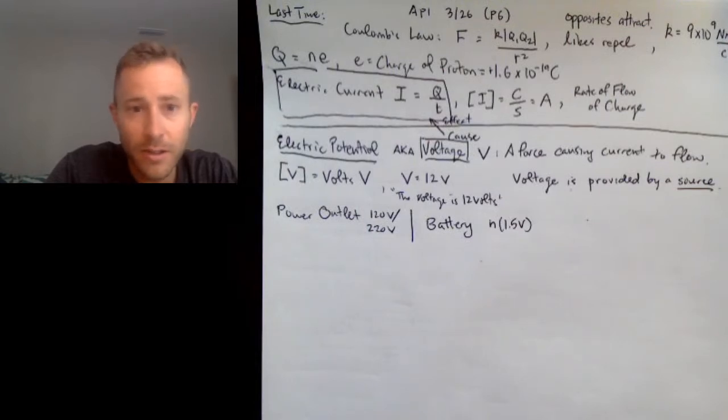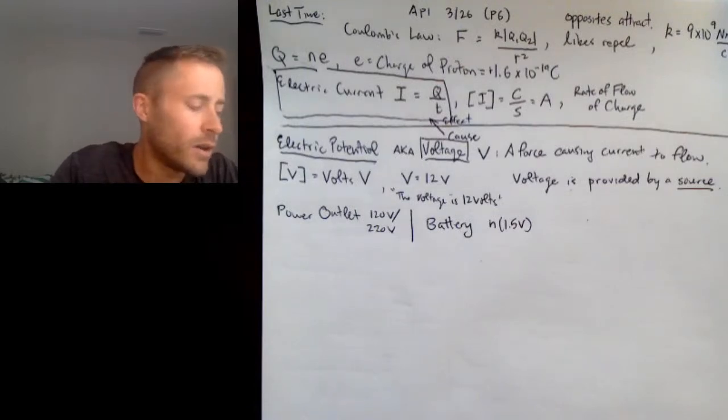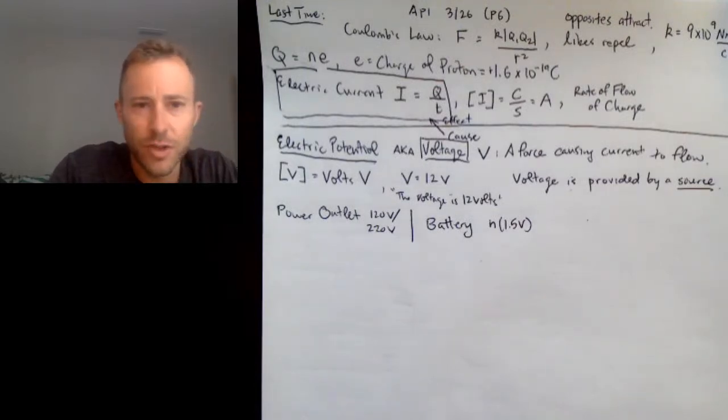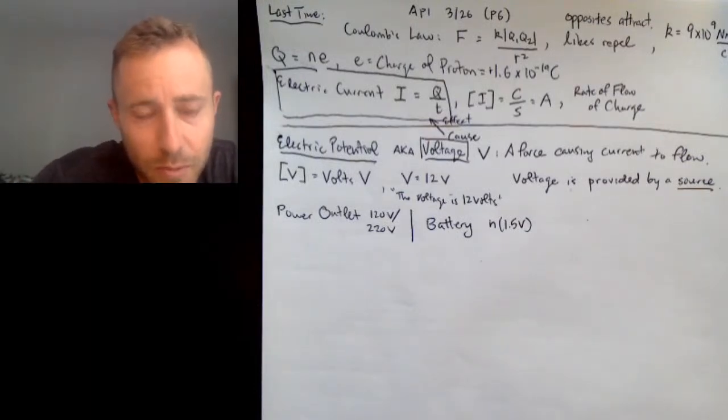A car battery is 12 volts. So that's going to be 8 times 1.5. So it's just kind of an industry standard to manufacture batteries in multiples of 1.5 volts.